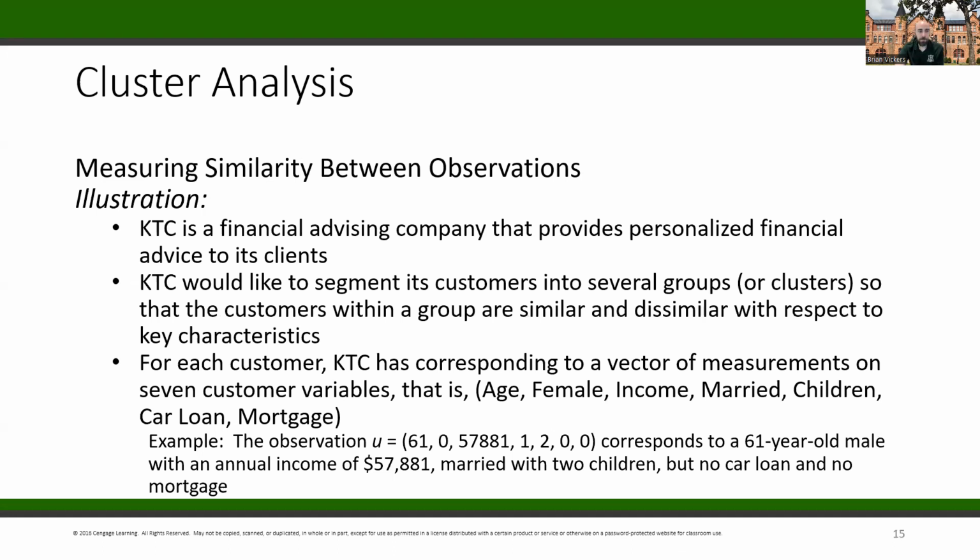So here's an example to try to make what I just said make a little bit more sense. You've got a financial advising company that provides personalized financial advice to its clients. They want to segment their customers into similar groups so that the customers within one group are similar and dissimilar to other groups with respect to certain characteristics, right? With each customer, they've got measurements, 7 customer variables: age, female.